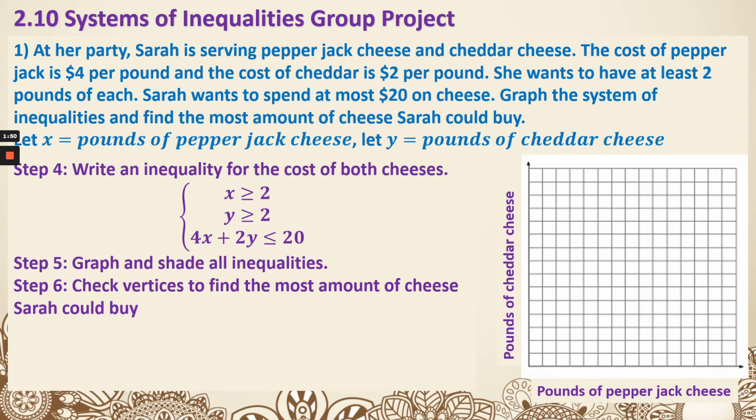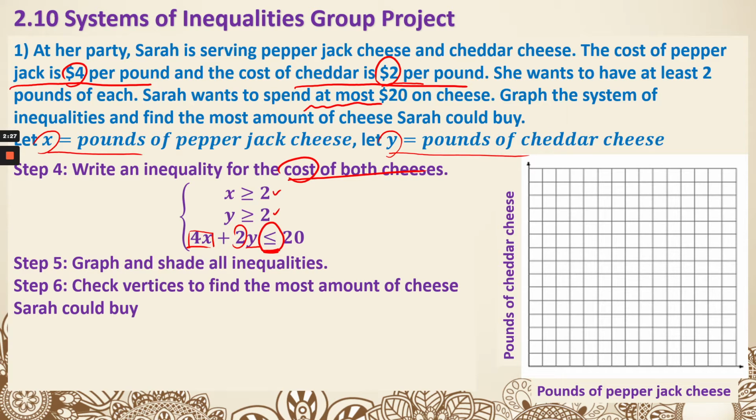Next, step 4. Write an inequality for the cost of both cheeses. So these two are from the previous two steps. Now, since this time we are actually talking about the cost, pepper jack is $4 per pound, and cheddar is $2 per pound. For pepper jack, the cost is going to be 4 times however many pounds, which is X. And for cheddar, it's going to be 2 times however many pounds of cheddar, which is Y. That's why we add them together. And the question said at most. That's why it's going to be less than or equal to 20.